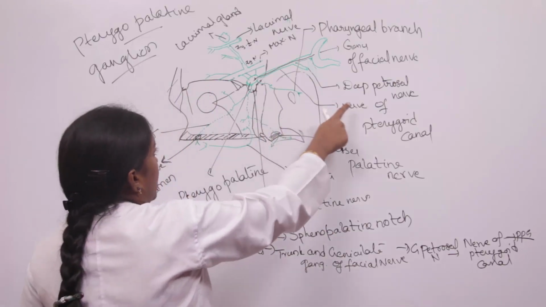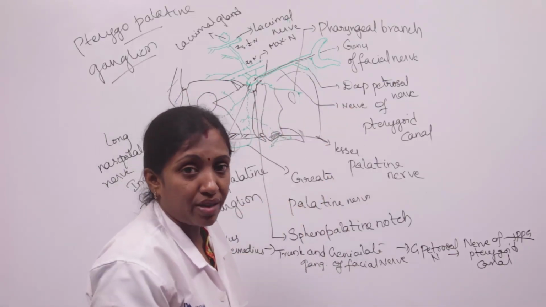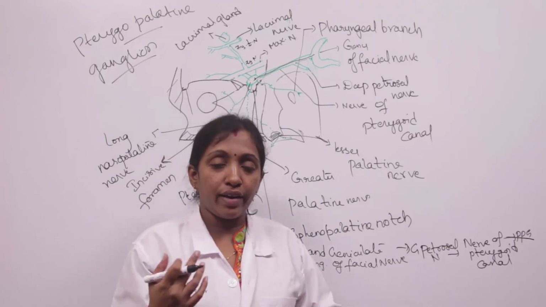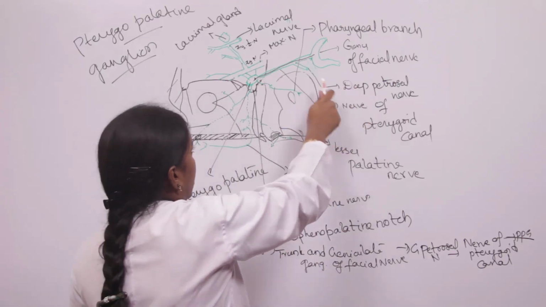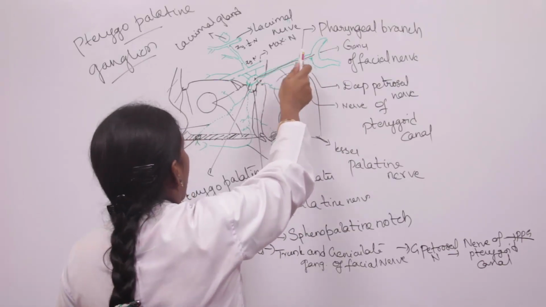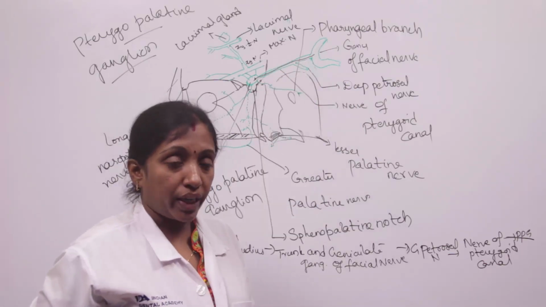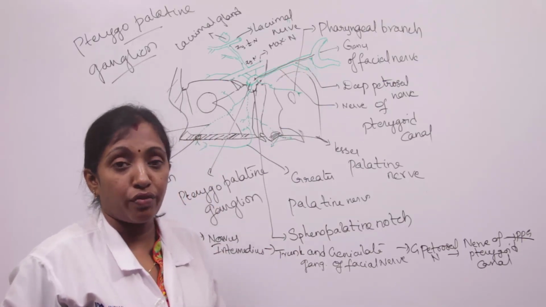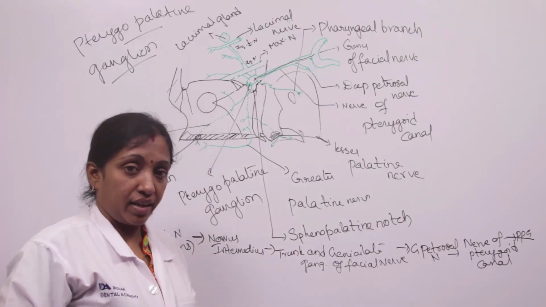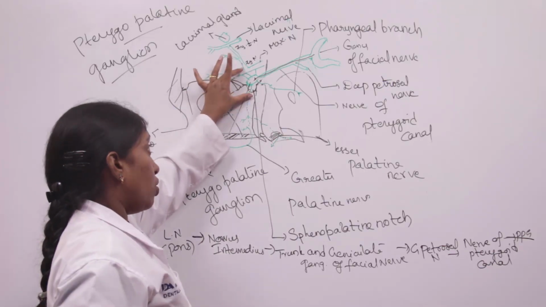Okay, so the postganglionic sympathetic fibers have relayed in the superior cervical ganglion. They pass through the deep petrosal nerve, artery of the pterygoid canal, and pass through the ganglion without any interruption. And the sensory fibers are carried by the maxillary nerve. Okay, so that's about the pterygopalatine ganglion.